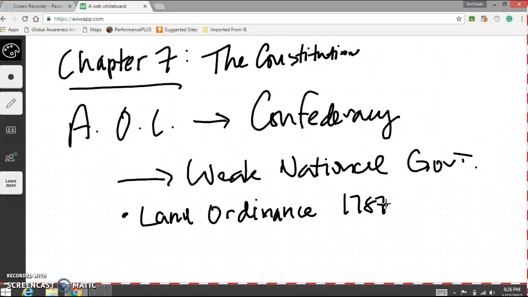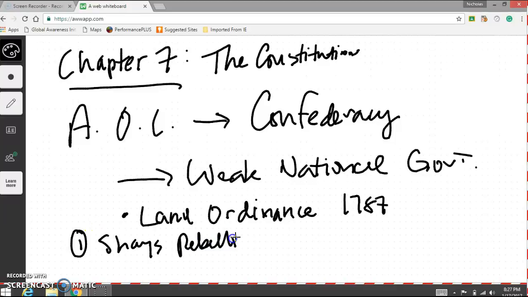Throughout the 1770s and 1780s, though, this was the system up until 1788 that the United States operated under. But two things really led the states to consider maybe changing the system. And the first thing was Shays' Rebellion.